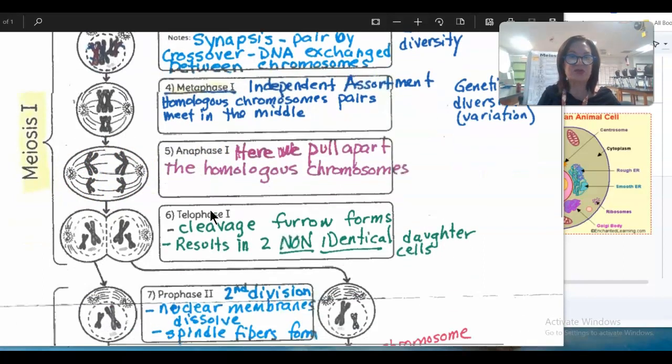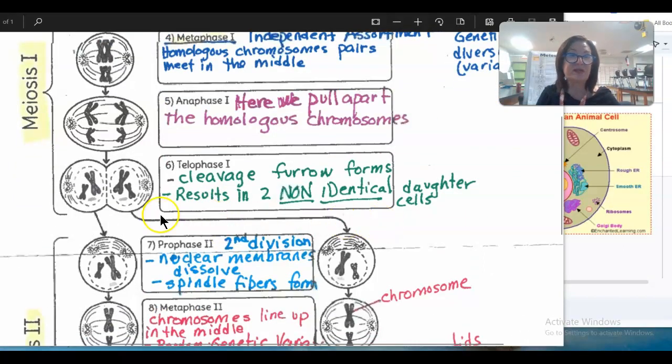And then we go to telophase 1, and this is again where we're reforming our nuclear membrane, and we have our cleavage furrow, and this is resulting in 2 non-identical daughter cells. So these are genetically different from each other. All right, that's very important. So in meiosis 1, we are separating the chromosomes, and then we're going to go to meiosis 2, and what we're going to be doing is dividing the sister chromatids.